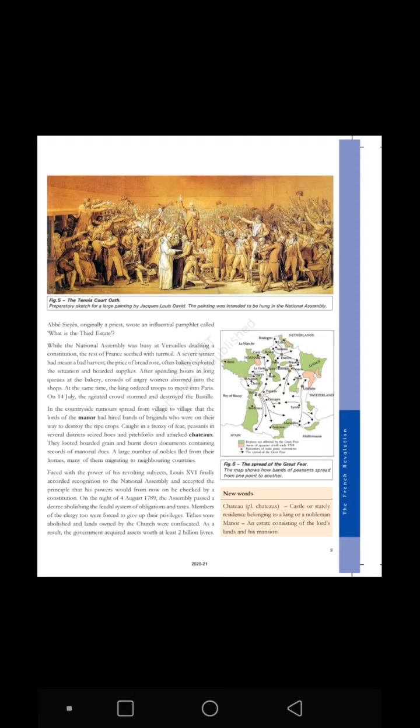Faced with the power of his revolting subjects, Louis XVI finally accorded recognition to the National Assembly and accepted the principle that his powers would from now on be checked by a constitution. On the night of 4th August 1789, the Assembly passed a decree abolishing the feudal system of obligations and taxes. Members of the clergy too were forced to give up their privileges. Tithes were abolished and lands owned by the Church were confiscated. As a result, the government acquired assets worth at least 2 billion livres.